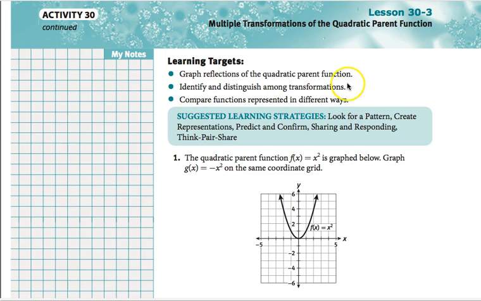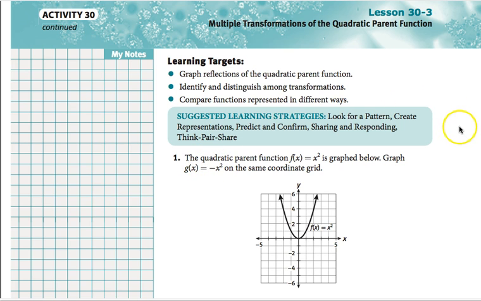All right, so in the last two lessons, we looked at a couple of transformations. We looked at shifts where we vertically or horizontally shifted or moved the graph up, down, left, right. Then in 30-2, we looked at vertical stretch and vertical shrink. So now we are going to look at reflections of the quadratic parent function, and then we're going to put all of these transformations together so that you can be sure that you can look at a graph or look at an equation and determine which transformations are present in that graph.